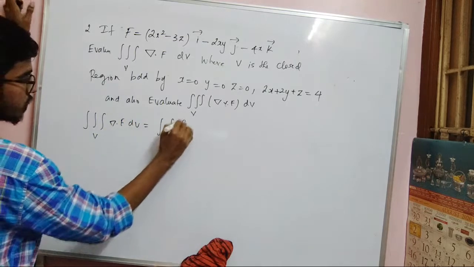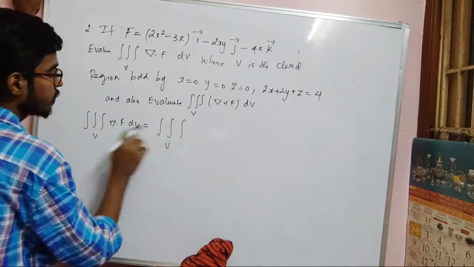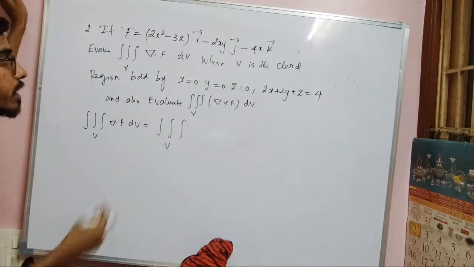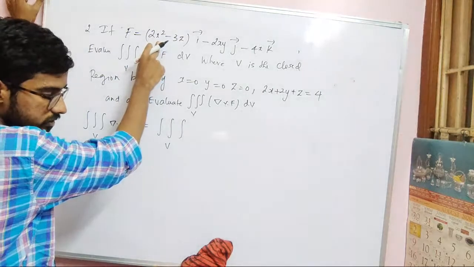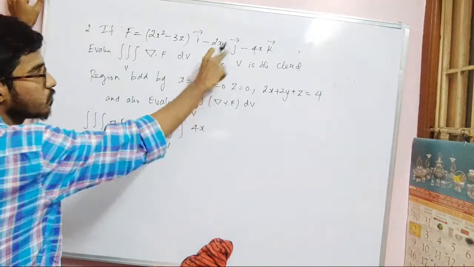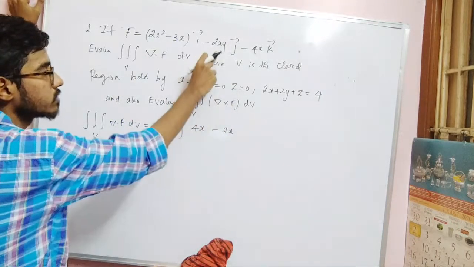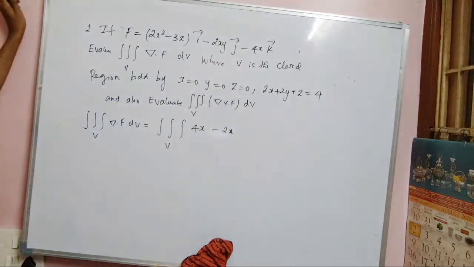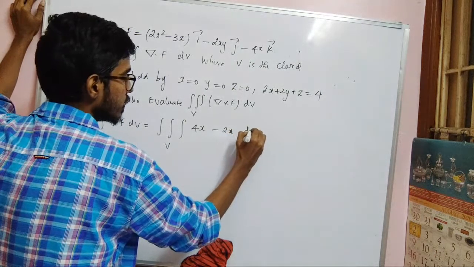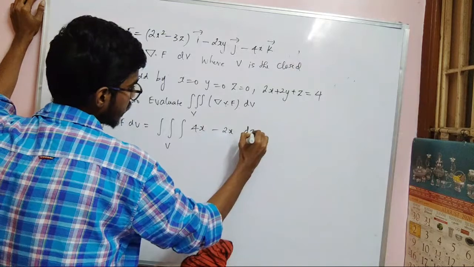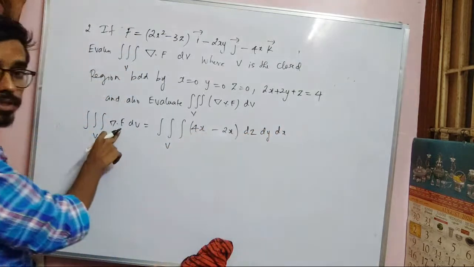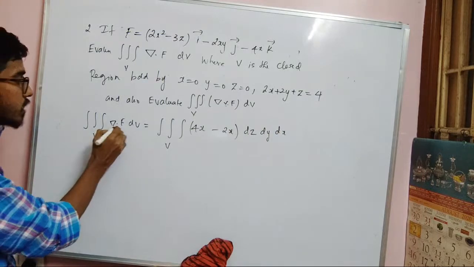This is nothing but triple integral over V del dot F, so find the divergence for this. The first component with respect to x, so we have 4x. Second component with respect to y, so we have minus 2x. Third component with respect to z, so we have 0. So dV is dx dy dz, so straight away write dz dy dx. So I am just finding the divergence for this. Del dot F is divergence, right? Because we have a dot here.